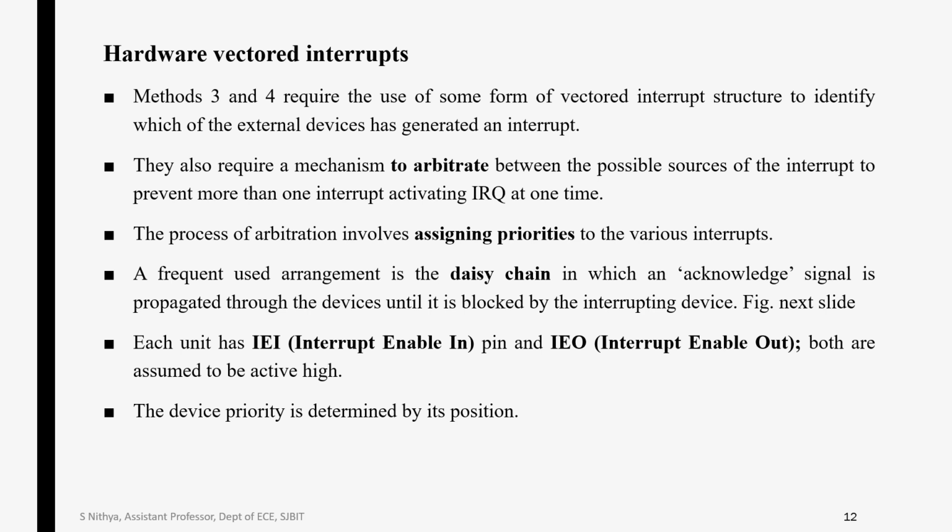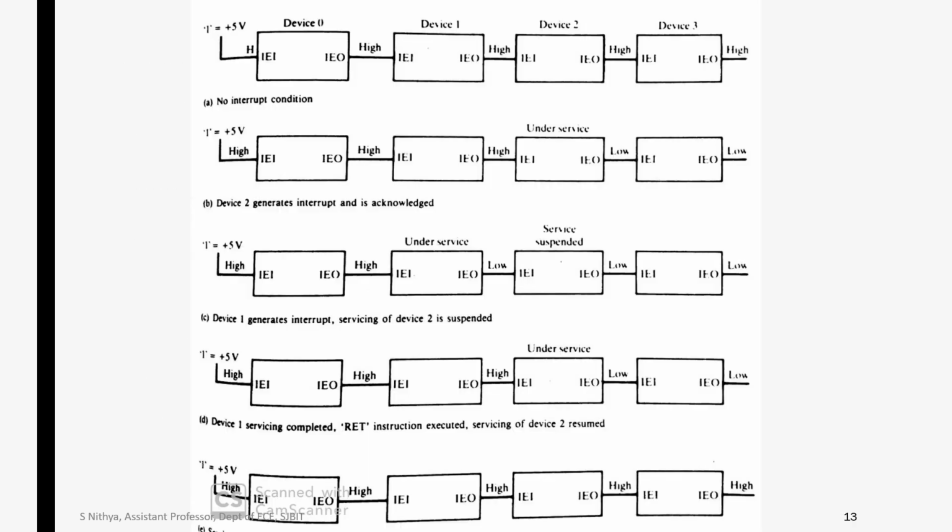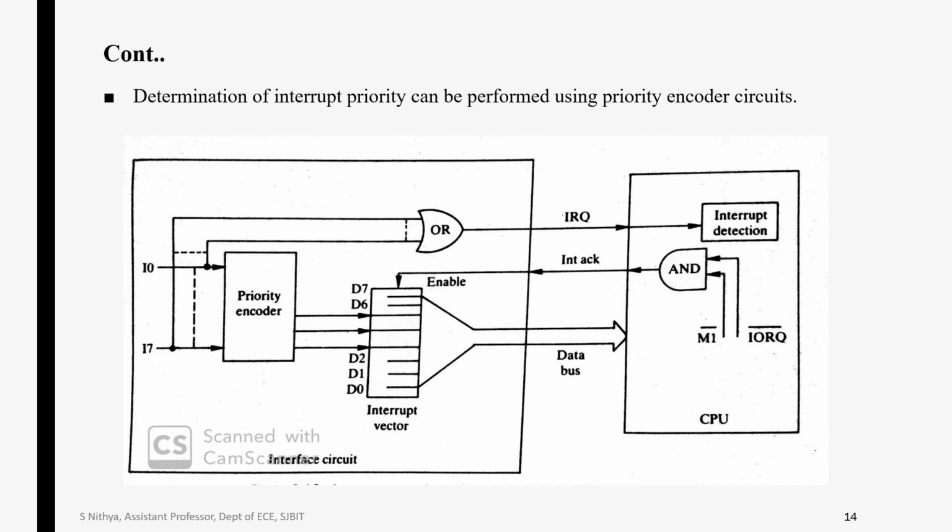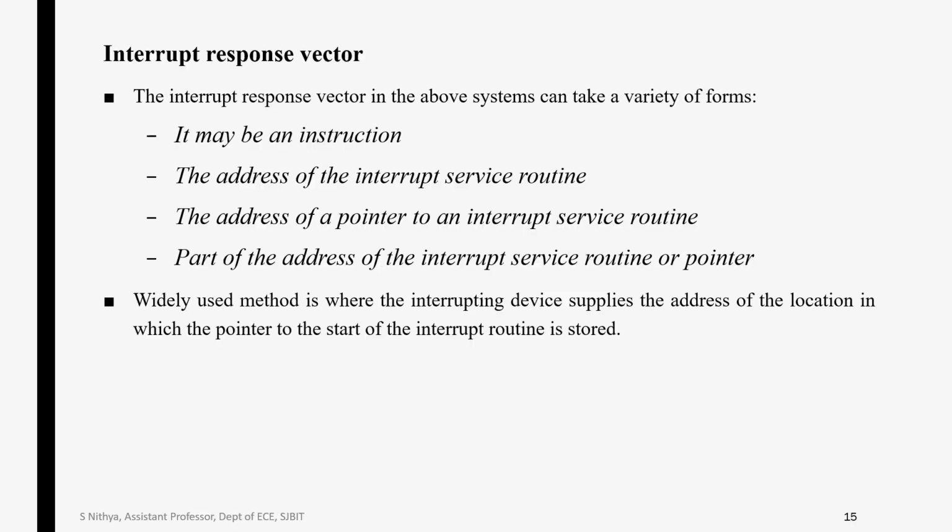Each unit has an IEI, interrupt enable in, which is one of the pins, and an IEO, interrupt enable out. Both are assumed to be active high signals. So the device priority is determined by its position. This is one of the examples which is given. And next, the interrupt response vector.